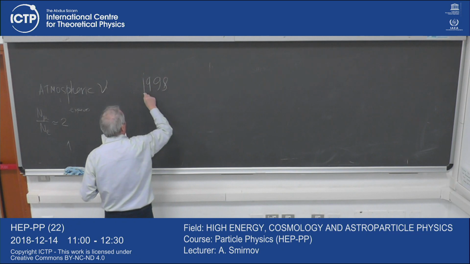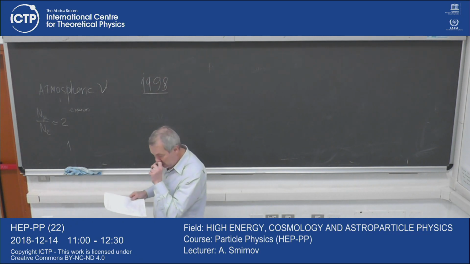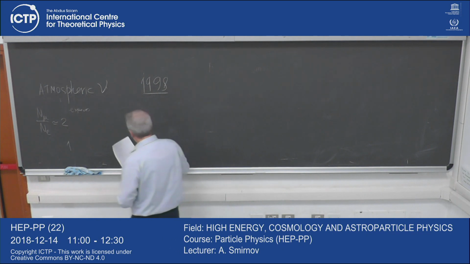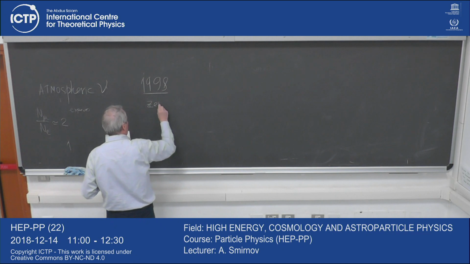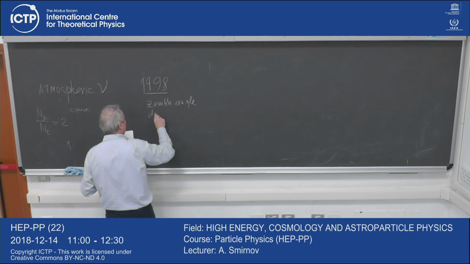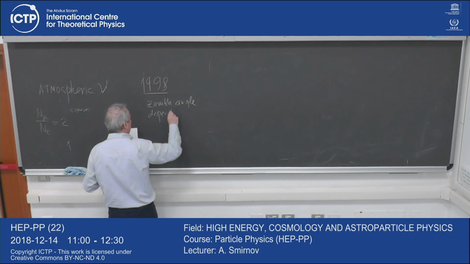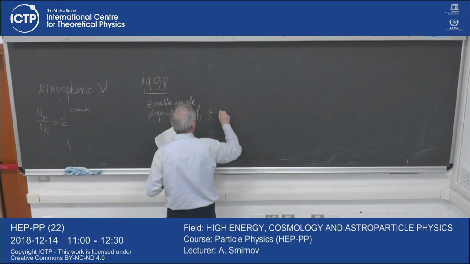1998, when at the neutrino conference, Kajita-san announced the results of measuring the zenith angle dependence of mu-like events.